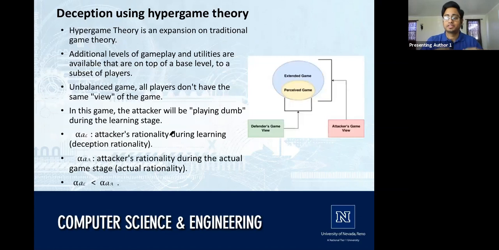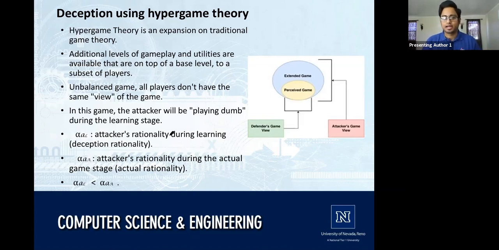So now we introduce the deception, and we introduce the deception using hypergame theory. First and foremost, let me go into an idea of what deception is. In everyday senses, sometimes we tend to misrepresent ourselves in order to get higher utilities later on. Sometimes we make people think that we are somebody we're not in order for us to be in a more advantageous position. It depends on the context, but yes.